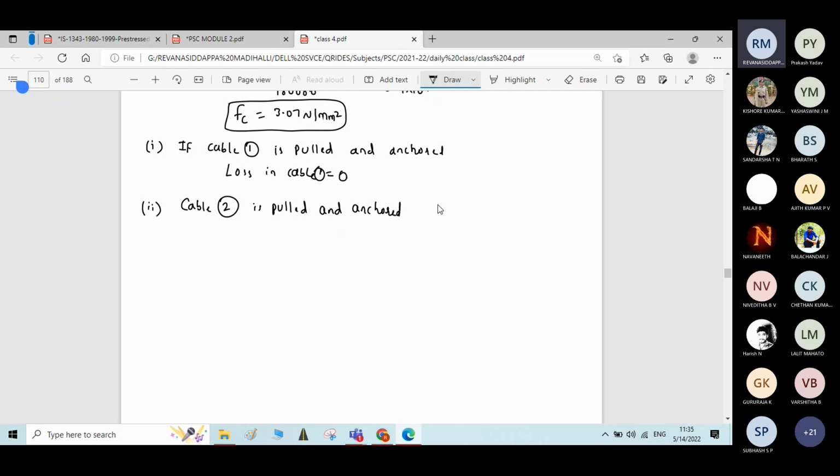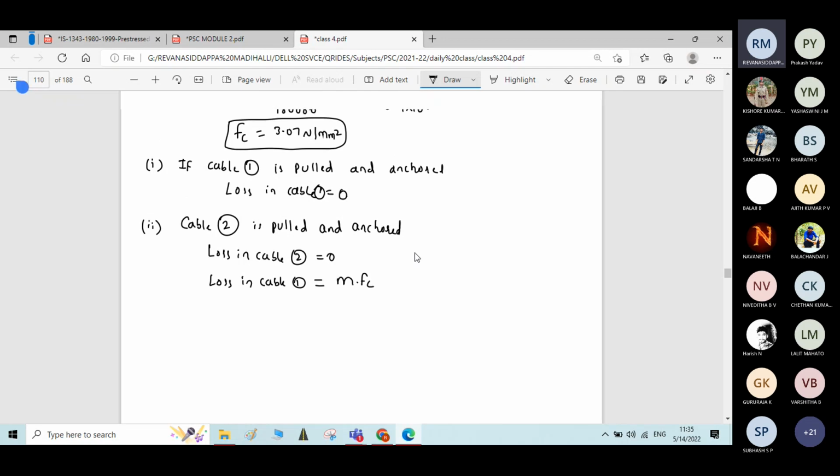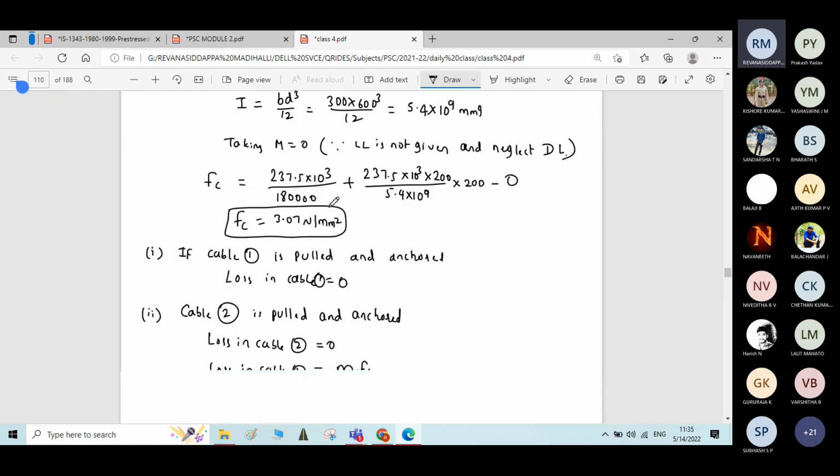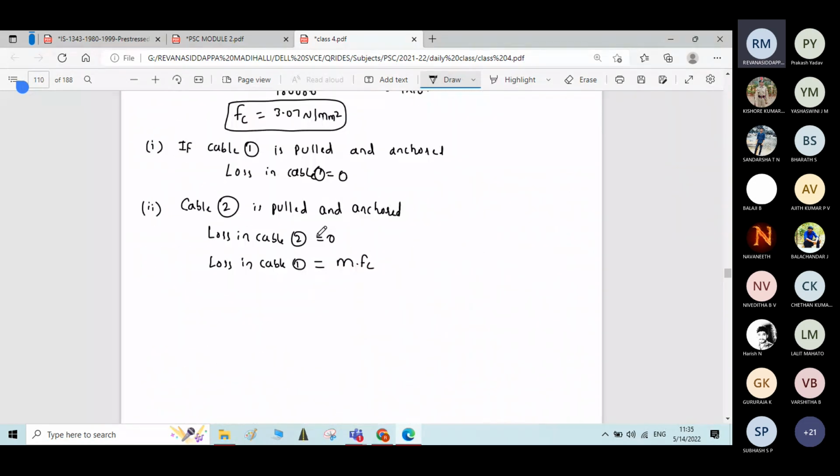Okay, cable 2 is pulled and anchored. In that case, loss in cable 2 is 0, but loss in cable 1 is m into Fc. Okay, m into Fc formula. That is, m is the modular ratio, which is 6, and Fc is 3.07. So 6 into 3.07 is 18.42 Newton per mm square. Okay, I hope you are understanding.